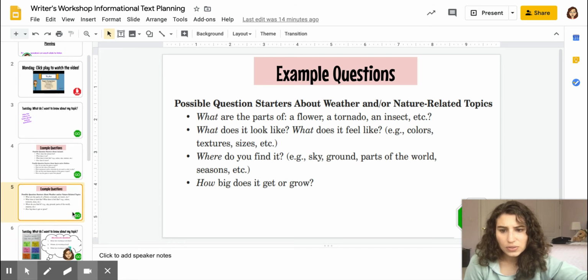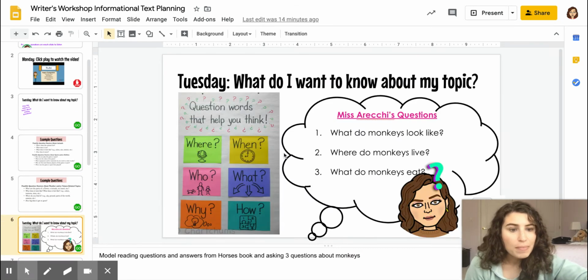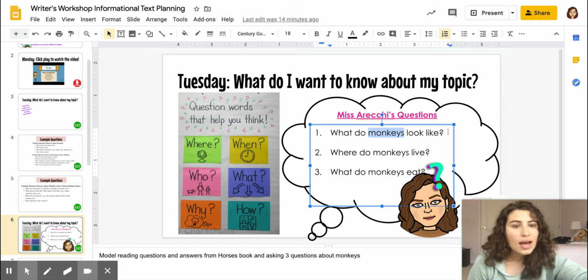So if I were to ask questions about my topic, monkeys, I double-clicked in my box, and one question I had, and you can refer to the chart on the side because questions we know start with words like where, when, who, what, why, or how. One question I had was, what do monkeys look like? Another question I had was, where do monkeys live? A third question I had was, what do monkeys eat? Those are all things that I am wondering about monkeys, and I would like to find the answers to.